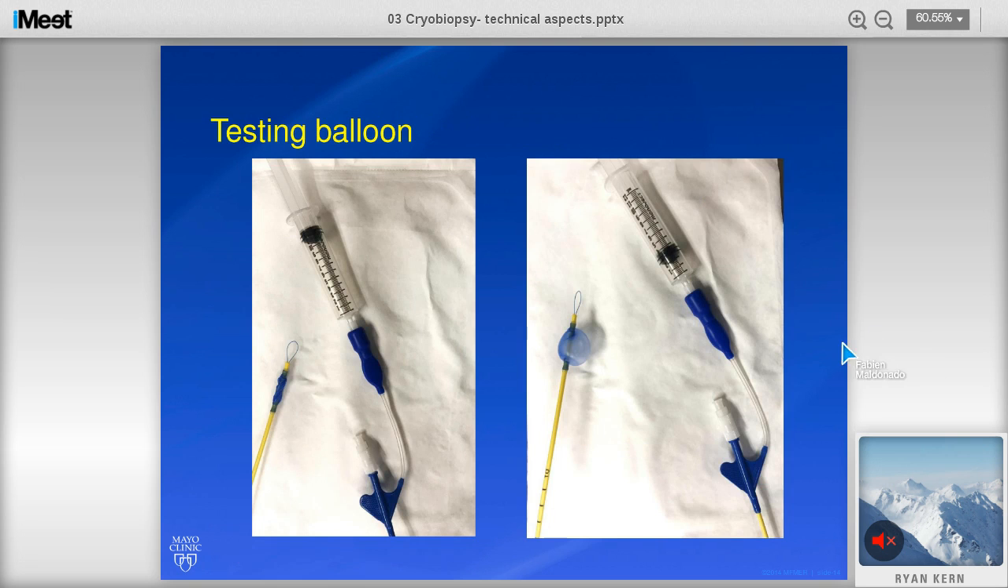And so we take out the balloon, and it's a good idea to always test the balloon. And so the syringe hooks up to this part here. This is where the string is attached at the end there, and that's the loop that hooks to the scope. And so we test the inflation just to make sure everything is working. Next slide, please.